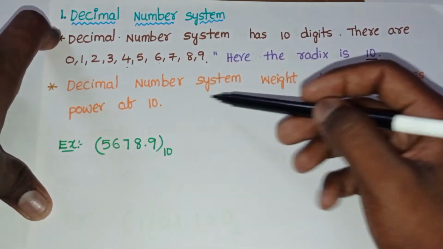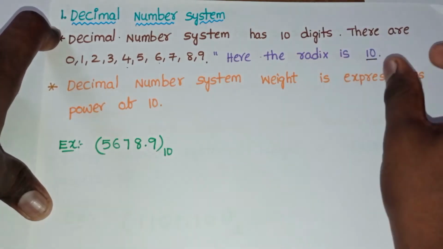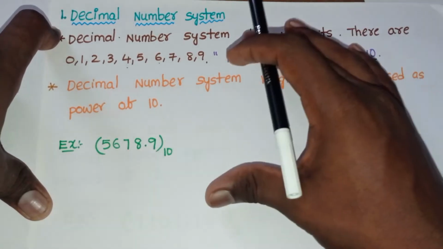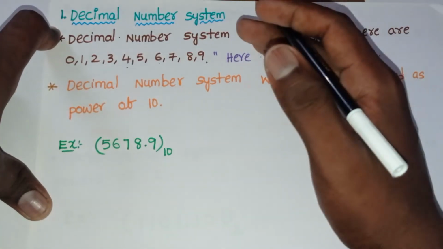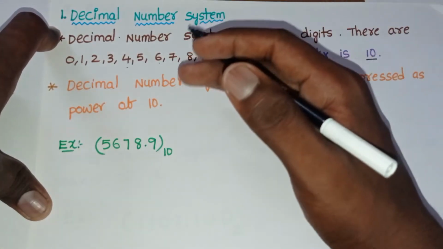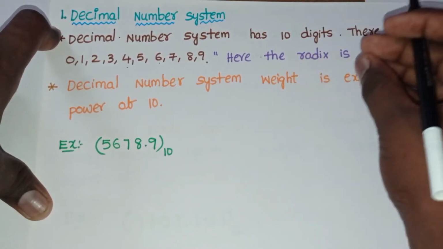Here decimal number system weight is expressed as powers of 10. Here the radix is 10. That's why the decimal number system weight is expressed as powers of 10. That is 10 power 0, 10 power 1, 10 power 2. According to the significant positions of the digit, the 10 powers are there.